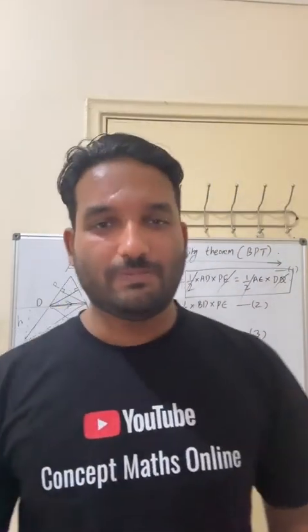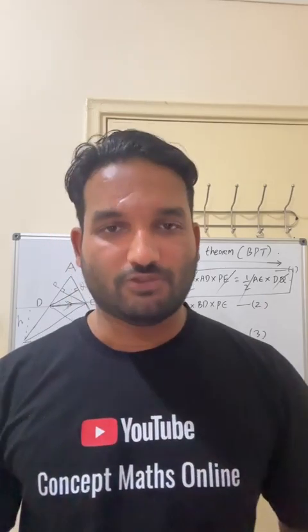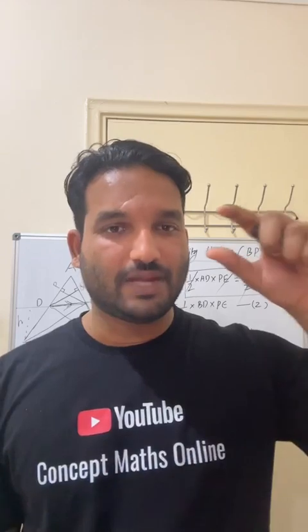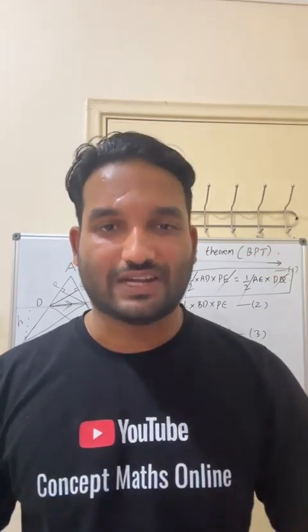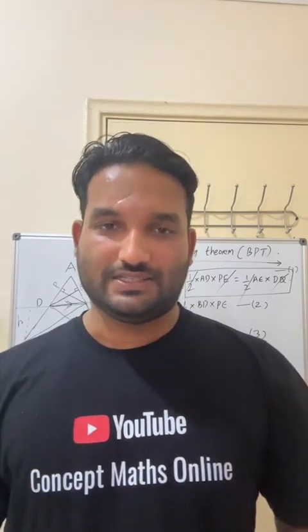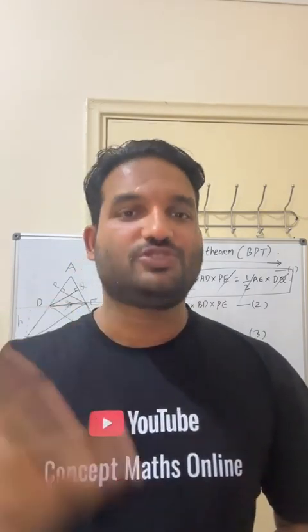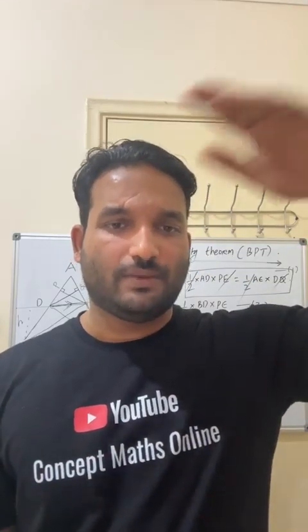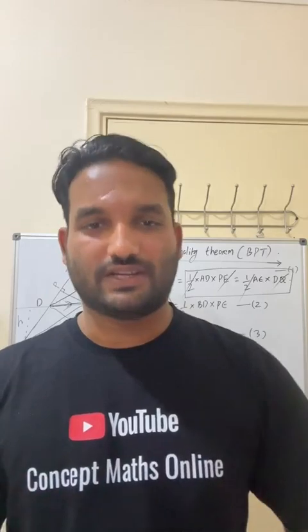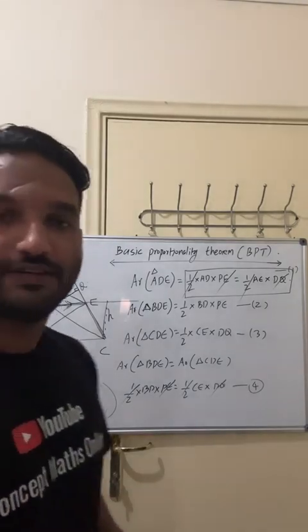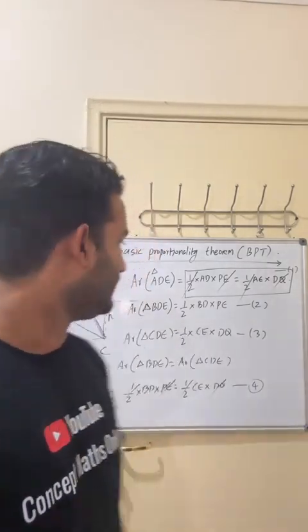The special case of the BPT theorem is the midpoint theorem. You might have already learned it in the 9th grade. If you connect the midpoints of any two sides of a triangle, that line segment will be parallel to the third side, okay? Or we can also say, if you draw a parallel line to any side of the triangle, okay? Correct? So the midpoint theorem we can also prove.